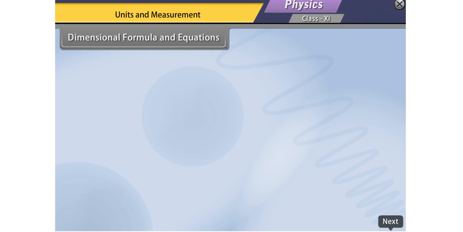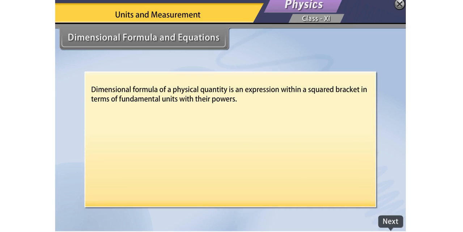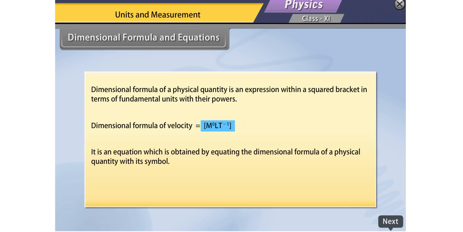Dimensional formula and equations. Dimensional formula of a physical quantity is an expression within a squared bracket in terms of fundamental units with their powers. Let us take an example. Dimensional formula of velocity is equal to, under brackets, M to the power 0, L, T to the power minus 1. Dimensional equation is an equation which is obtained by equating the dimensional formula of a physical quantity with its symbol. Let us take an example. Dimensional equation of velocity is V is equal to, under brackets, M to the power 0, L, T to the power minus 1.